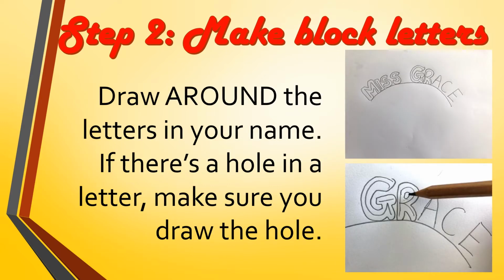Step number 2 is to draw around your letters. If there's a hole in the letter, make sure you draw in the middle of that hole. So you can see in my name there's an R, and the top of the R makes a loop, it makes a hole. So you can see in that second picture, I've drawn a little hole. You can see that my pencil has gone around my letters, almost like I'm drawing a bubble around my letters.